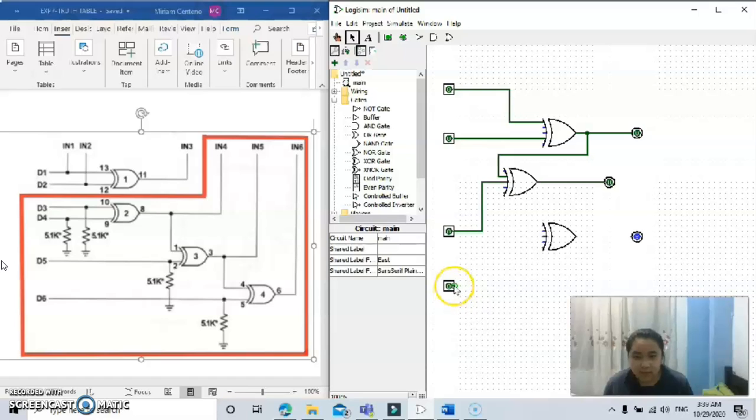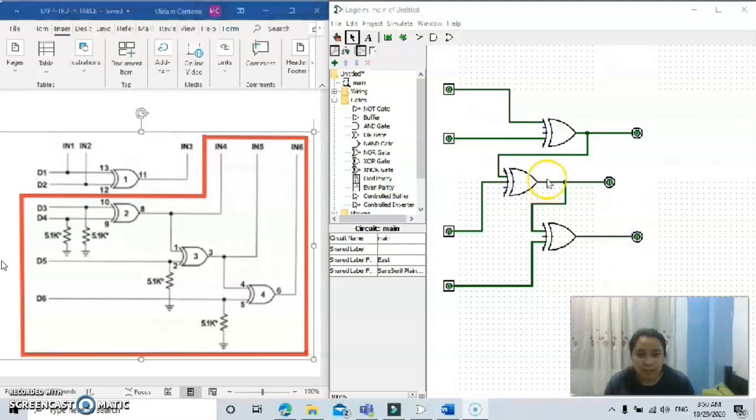Input 6 is connected to pin 5 of the last XOR gate. Then pin 4 of the last XOR gate is connected between pin 3 of the second XOR gate and output 5. And pin 6 of the last XOR gate is connected to output number 6.